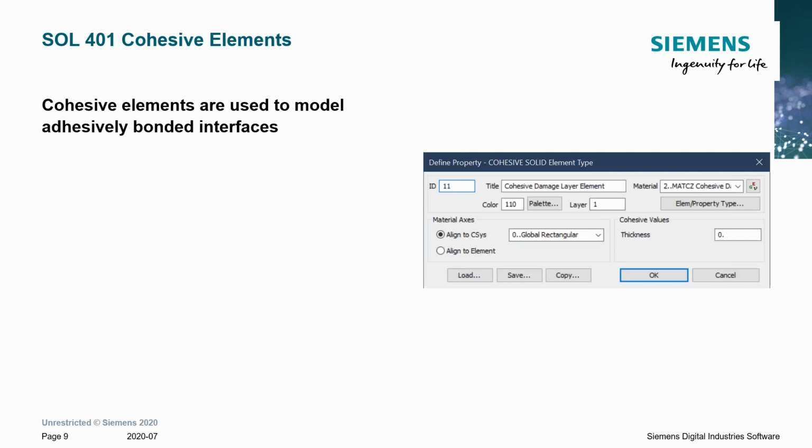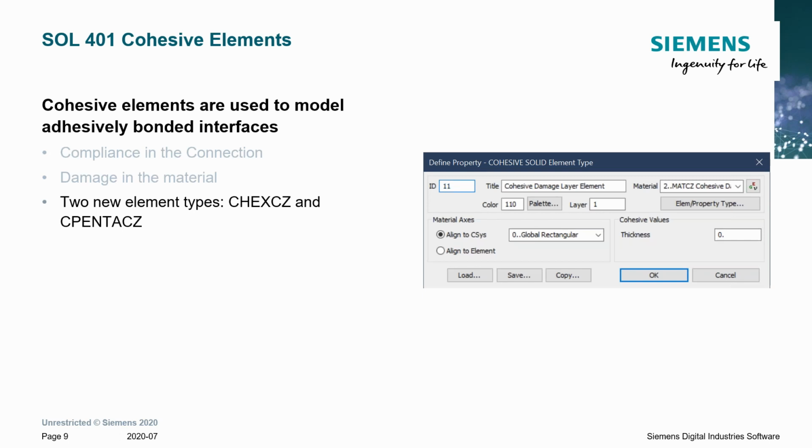Okay, so something unique to 401 and 402 are these basically damage or cohesive elements. They're used to model adhesively bonded interfaces, and they can also be used to model damage. So we have these cohesive elements, where you're basically doing compliance in the connection and damage in the material. There are two element types supported for this: the hex element and the pentagon element. So the 8 and 20 noded, or the 8 noded hex element, and then the 6 noded pentagon.